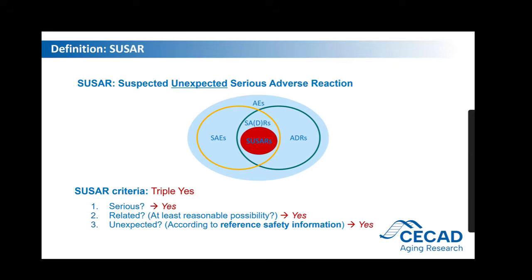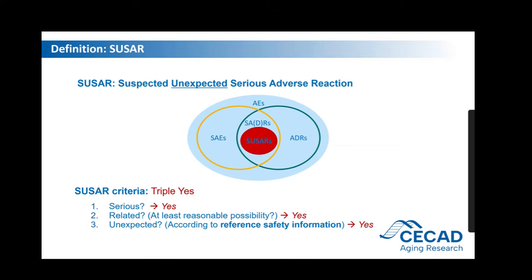What now makes it a SUSAR and a single category in our list of different AEs is that it's suspected to be unexpected. And the unexpectedness is defined by this reaction not being listed in our reference safety information. Usually we need to have this reference safety information, which is usually the investigator brochure or the SmPC. And there, all the expected side effects and adverse events are listed. So whatever we expect the IMP to do is listed there.